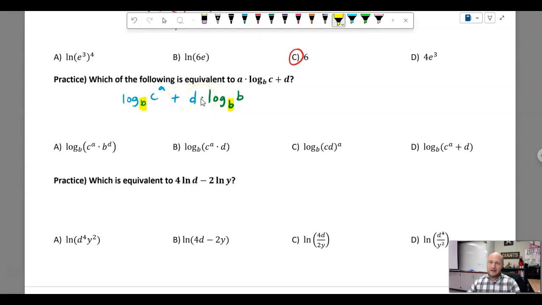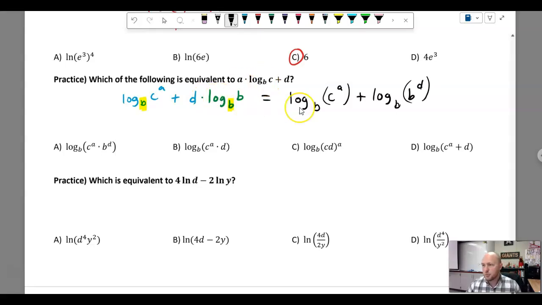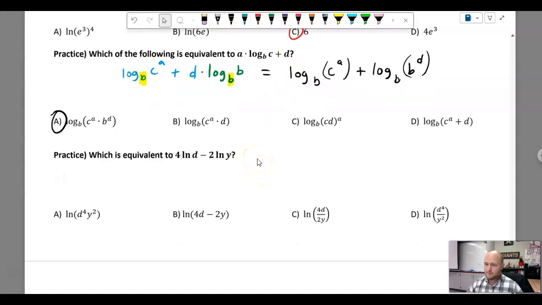So if you haven't figured it out yet, pause me now and see what you get. Okay, hopefully you figure this one out. Log base b of c to the power of a plus log base b of b to the power of d. And then we can multiply these. Answer? A. Answer was A. That was a tricky one. That's a real tricky one.